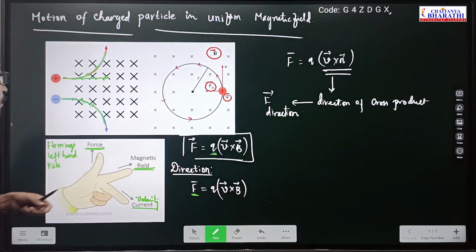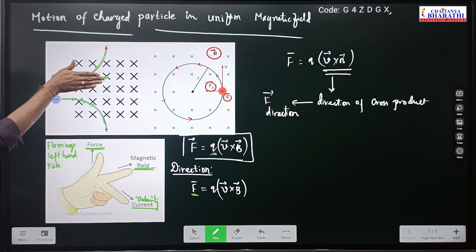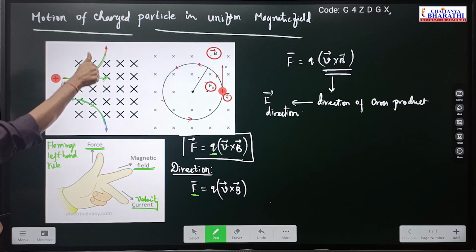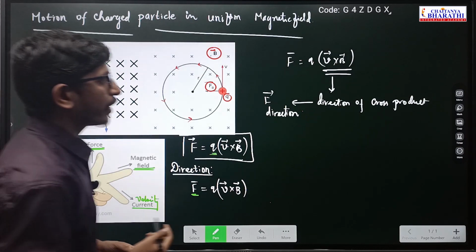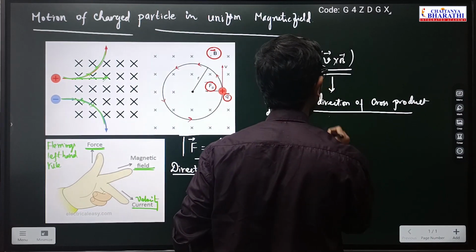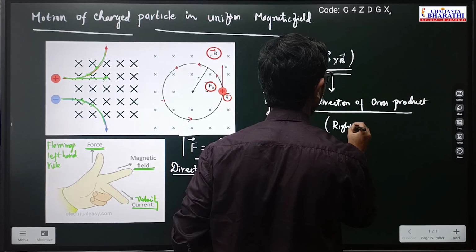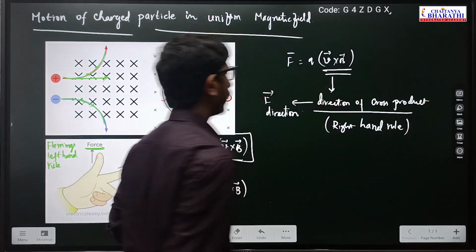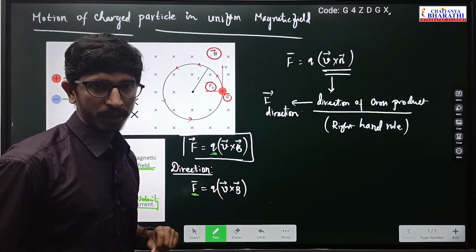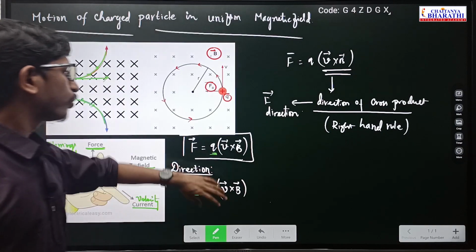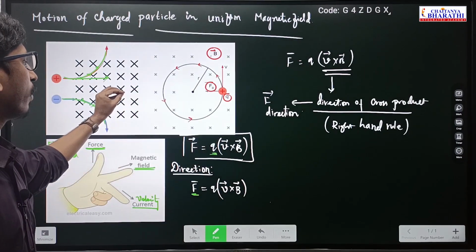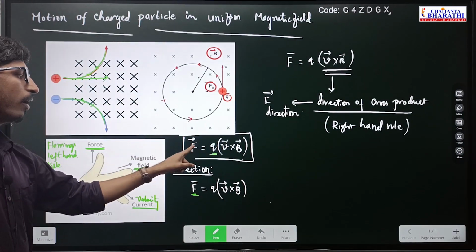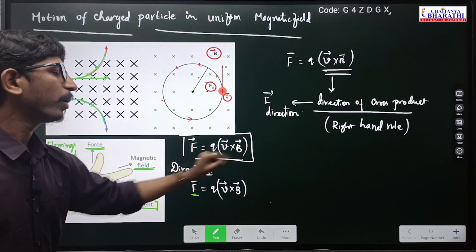So here, let's say this is the direction of the V bar. Curl that towards the B bar, V bar cross B bar, and the thumb gives you the direction of the force vector. So for the direction of the cross product you can simply apply the right hand rule, to determine the direction of the force experienced by the charged particle. To determine the magnitude of the force on the charged particle, simply F equals q into V bar cross B bar.